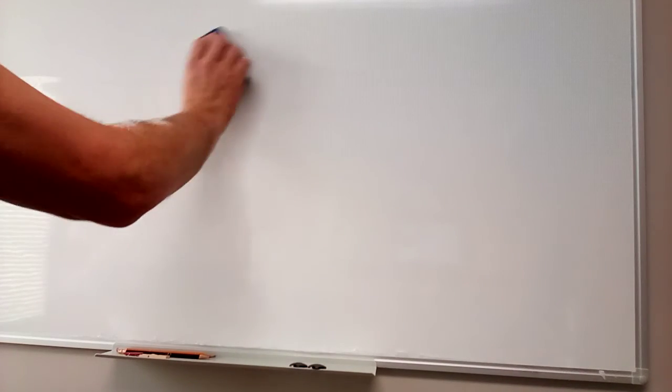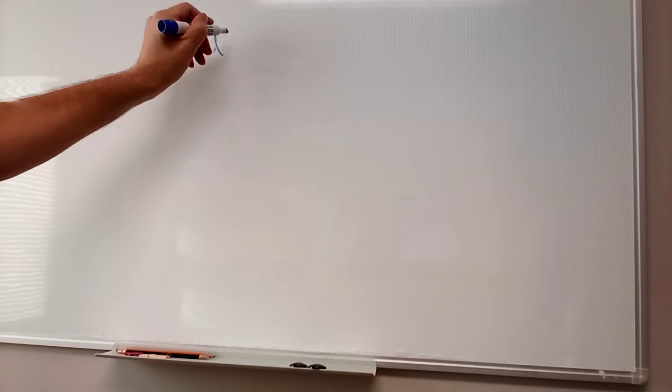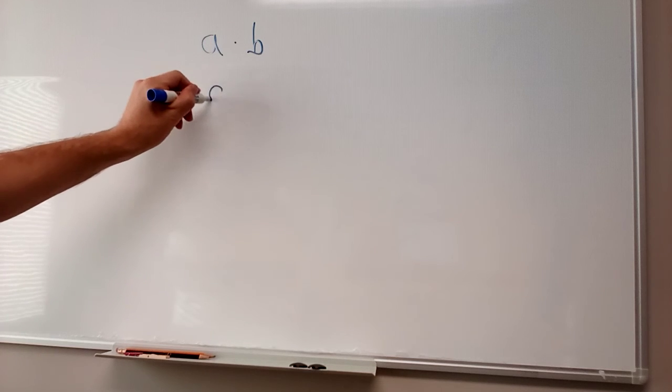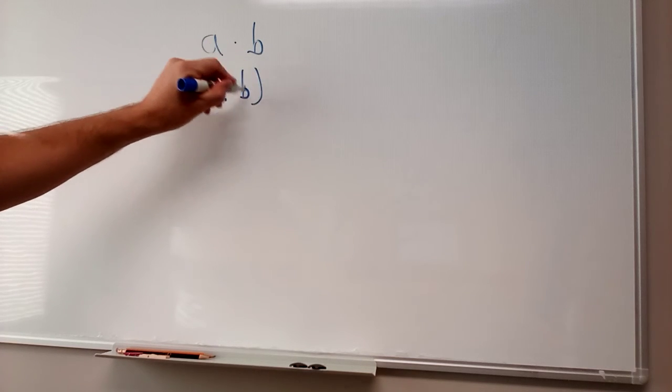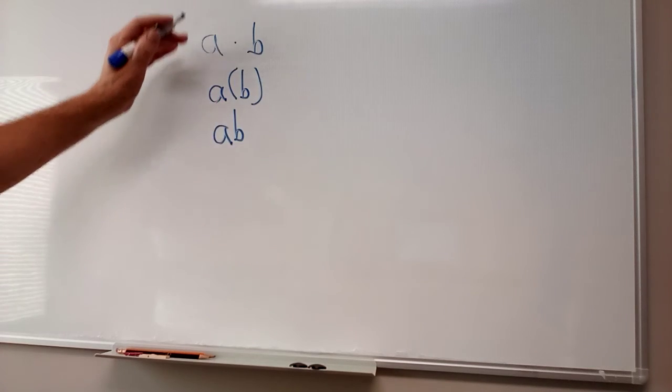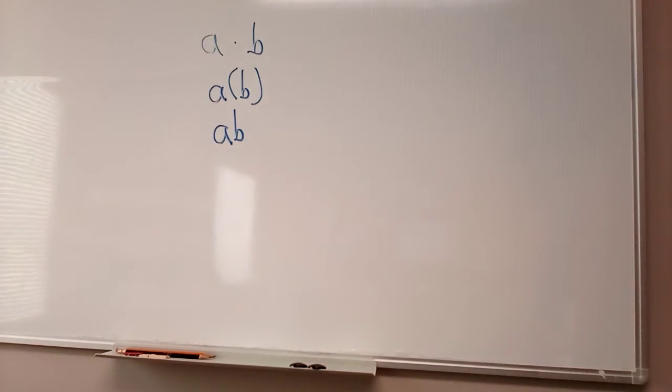So what if I said, what's the product of A and B? Well, hopefully you remember the answer in a multiplication problem is the product. So the product of A and B would be A times B. Or I could write A with B in parentheses, or I can simply write AB. All three of those mean the same thing. All three of those are showing multiplication.